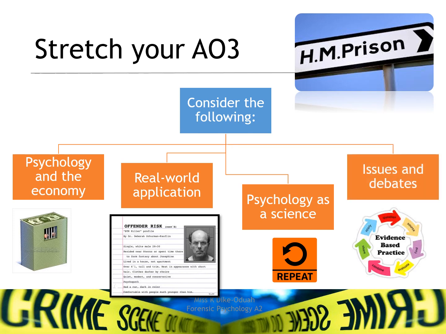And finally, issues and debates. So we touched on determinism versus free will. We briefly touched on nature versus nurture. And these are things that you could bring in if you know that you're struggling in terms of your AO3. Consider these 4 areas: psychology and the economy, real world application, psychology as a science, and issues and debates.